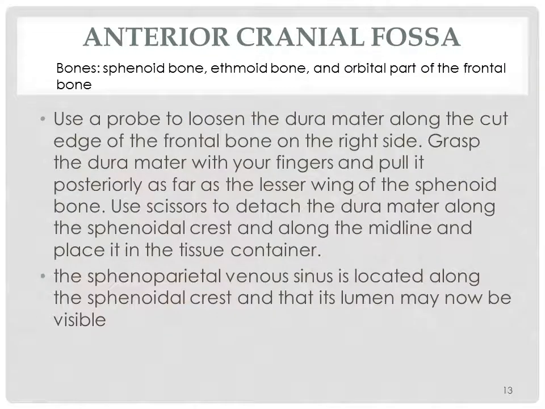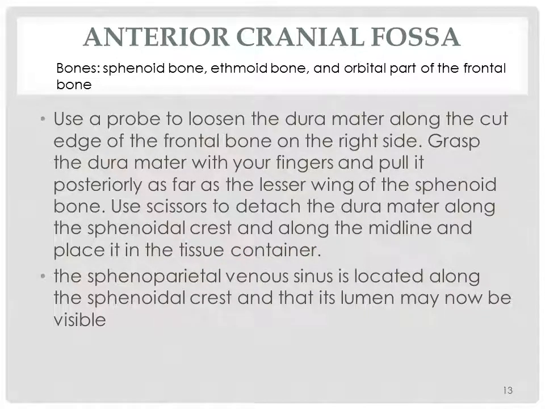So let's start now in the anterior cranial fossa, and the best thing is to start with removing the dura. You'll use a probe to loosen the dura where it's been cut along the edge of the frontal bone. Then you grasp it with your fingers and pull it posteriorly as far as the lesser wing of the sphenoid bone, and then you can use scissors or your scalpel to detach it along the sphenoidal crest and along the midline, and then you can put it in the tissue container.